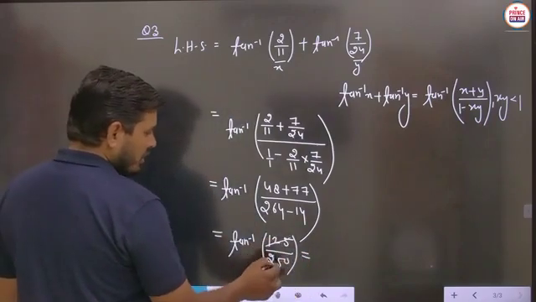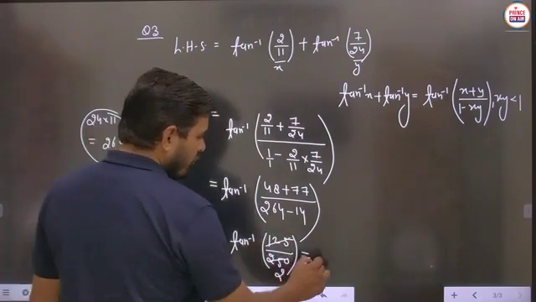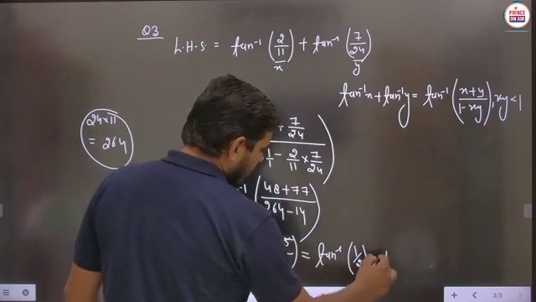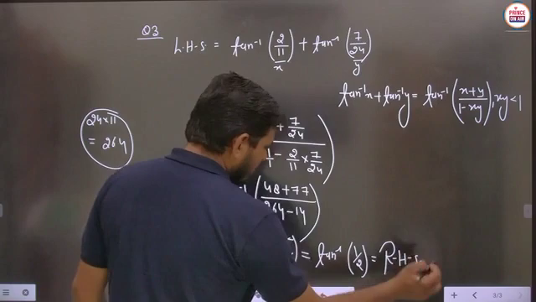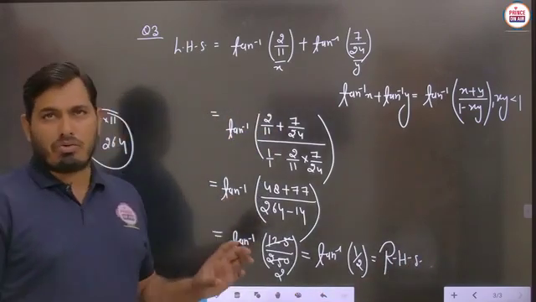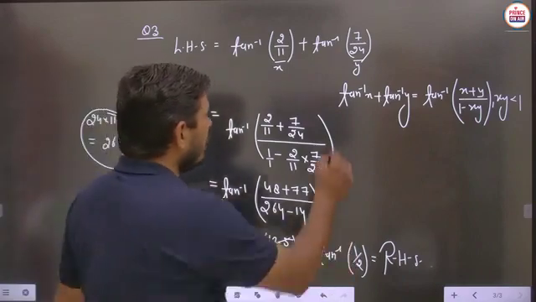125 is to get cancelled out with this part, then 250, so finally you will get the answer as tan inverse of 1 by 2, and this is I think your right hand side. Is it clear? So a very common and basic question is to be there, where we have to use this particular property.